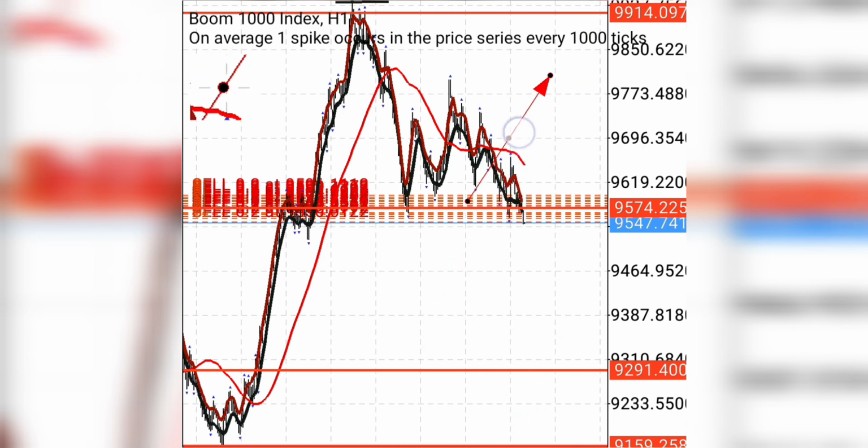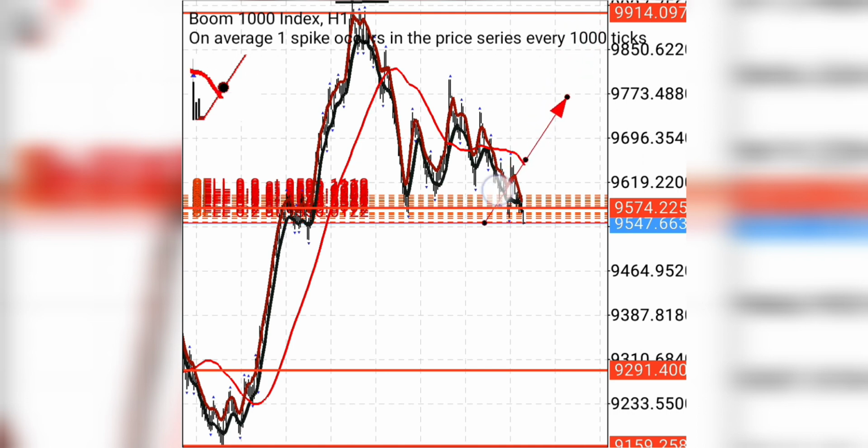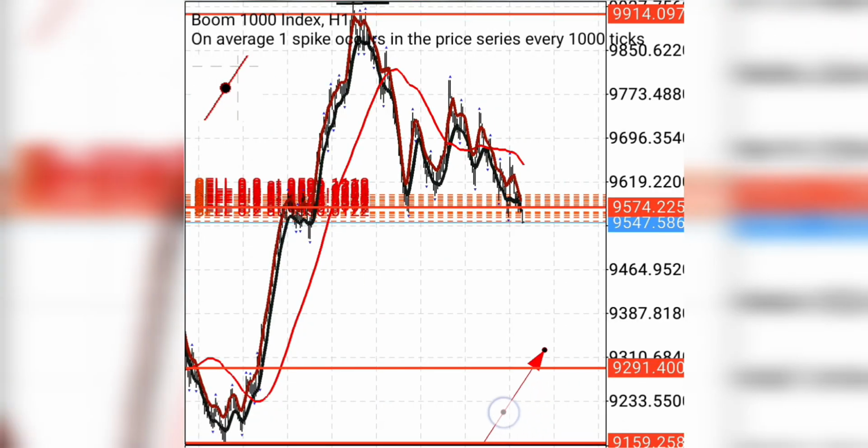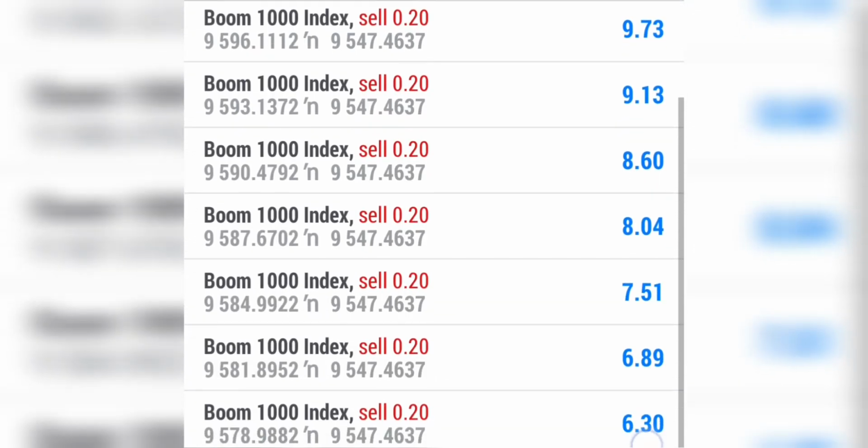Remember, your magic TP level for buy is going to be up here, 9914. Your magic TP for sell is going to be down here, 9291, because it's going to sell. Your magic stop loss for both buy and sell is going to be 9574. Both of them are going to be the same figure. Here, remember, you can see I'm on profit on the demo account that I showed you.